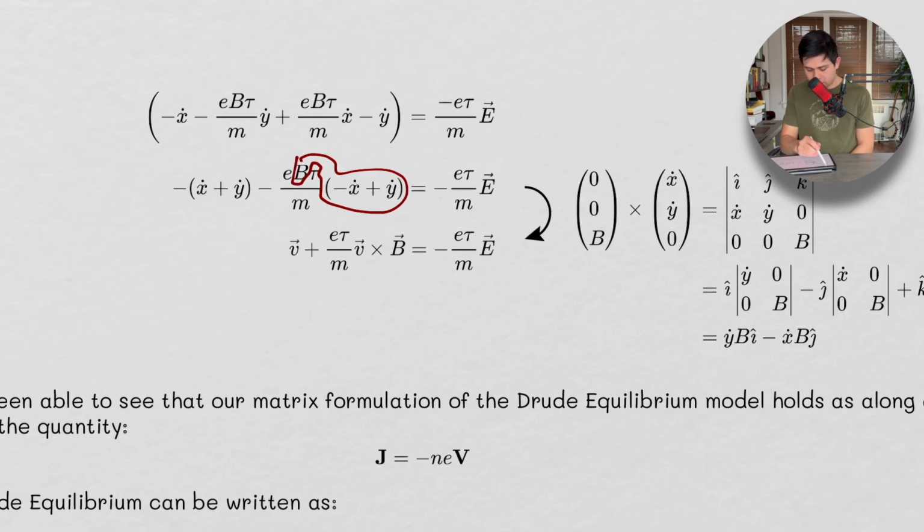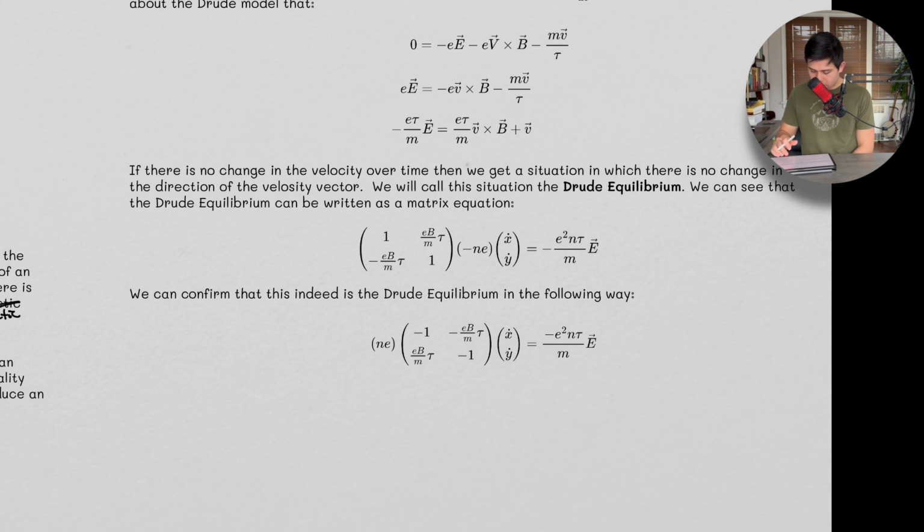Okay, and then we get this. And look, this is the equilibrium Drude model. Right, so the equilibrium Drude model is this guy. We really just manipulated this to get this. Okay?